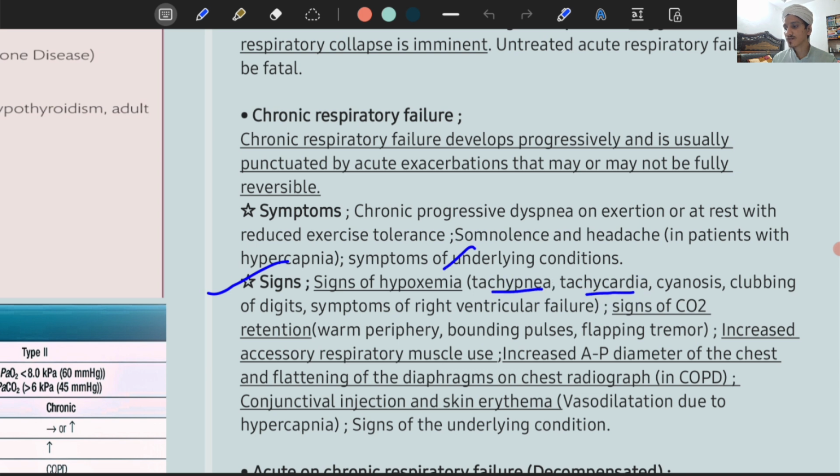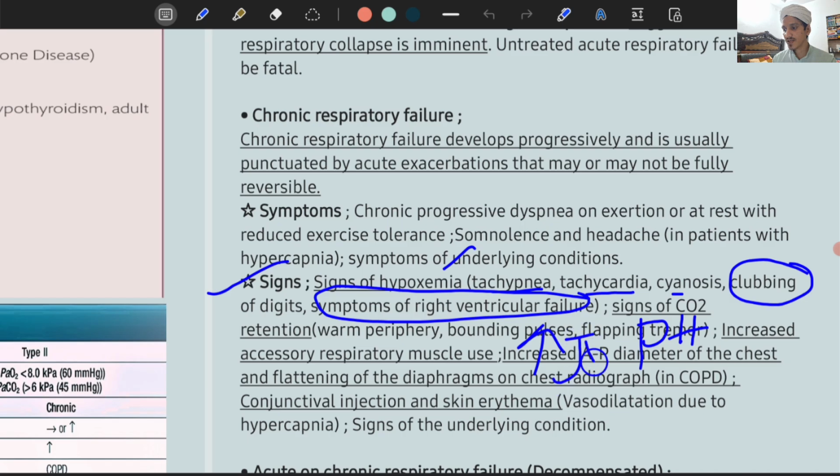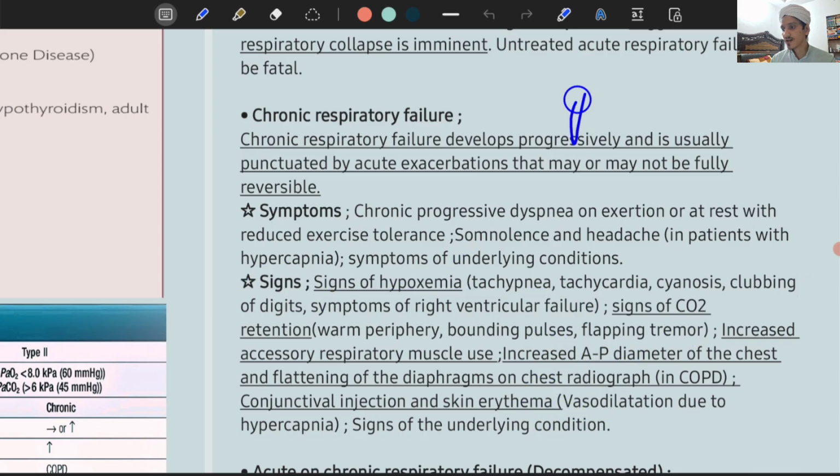Tachypnea, tachycardia, cyanosis, and these you will see only in chronic respiratory failure, that is clubbing and hypertrophic osteoarthropathy, along with symptoms of right ventricular failure. What are the signs of right ventricular failure? There will be pulmonary hypertension, raised JVP, hepatomegaly.